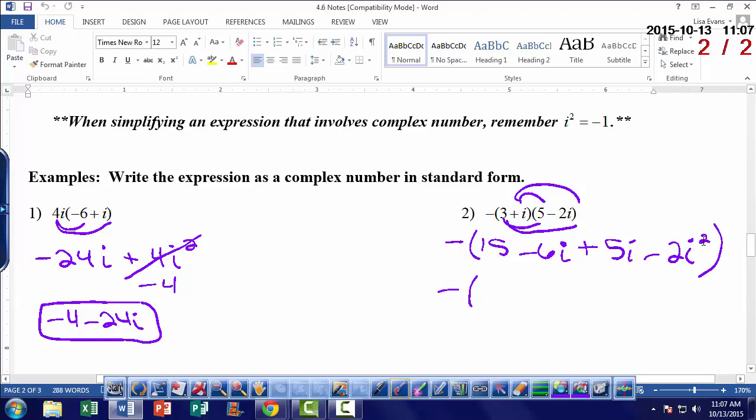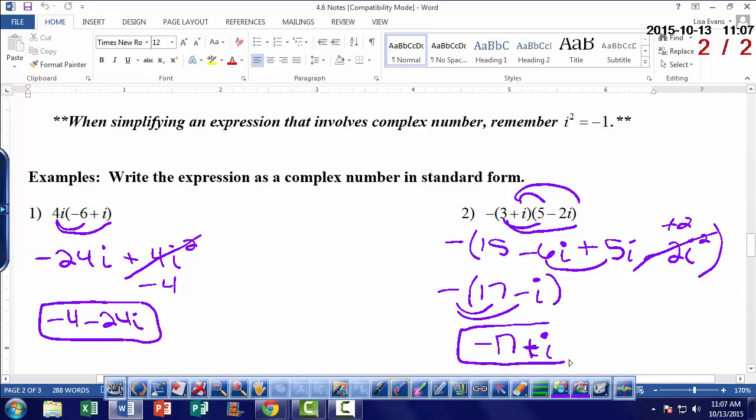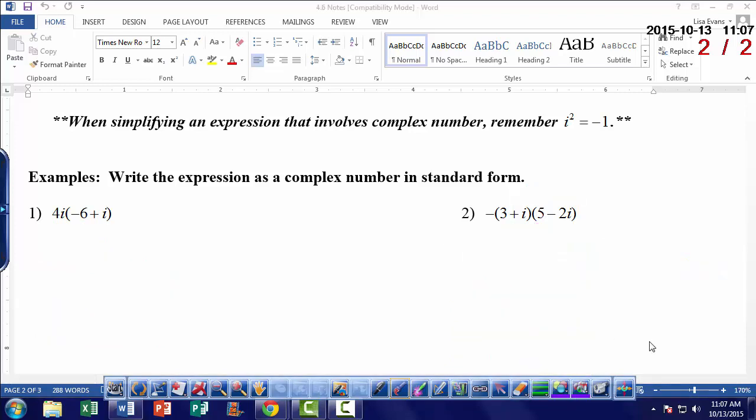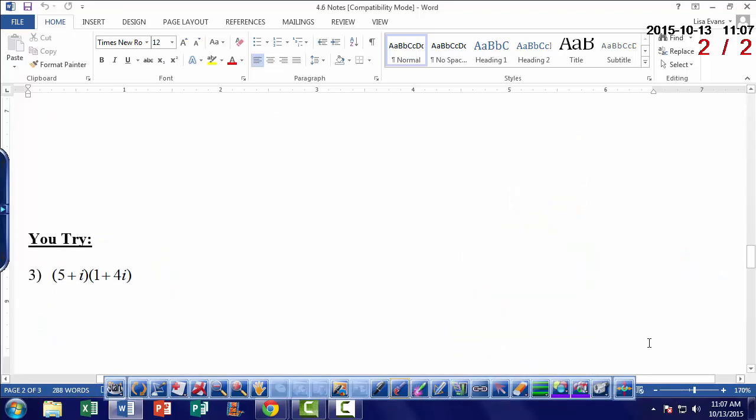i squared is negative 1. Negative 2 times negative 1 becomes a plus 2. So 15 plus 2 is 17. Negative 6i plus 5i is negative i. Now I'm going to distribute the negative. So negative 17 plus i. That's it. You can leave your answer like that. I have the real and then I have the imaginary part. Go ahead, pause the video, and try this next problem on your own.